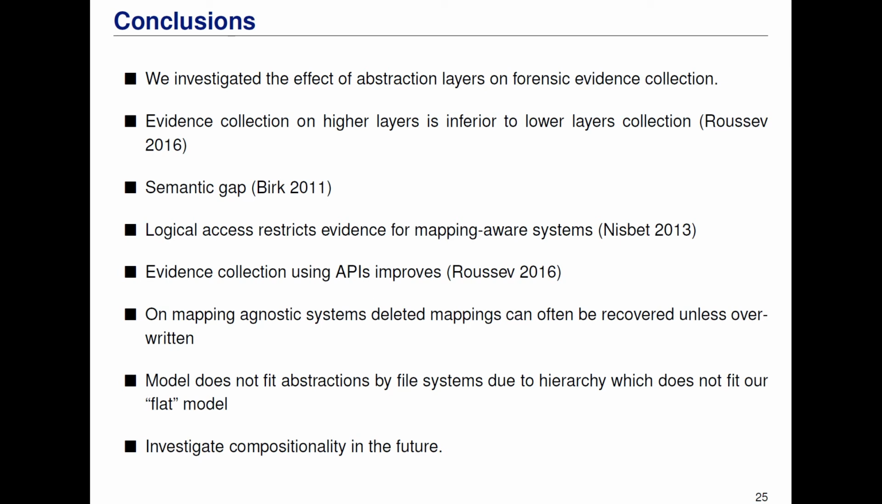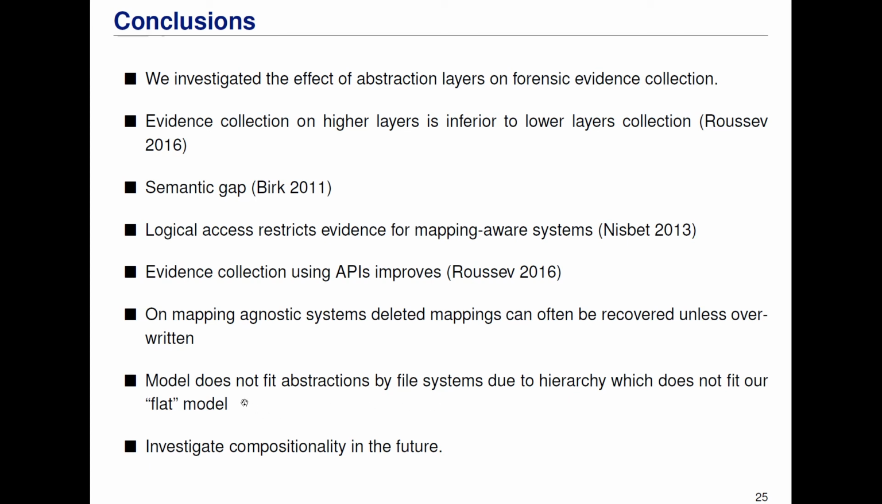Good, then mapping agnostic systems: the mappings can often be recovered unless overwritten. We already saw that. If it's agnostic, the blocks are not actively being reused, and that means if no one has written to that particular block, it can be recovered. One thing we have to think about is, for example, when we look at the Courier paper, we can see that file systems might be more complex than our model is. Of course, maybe we can just flatten the file system in order to fit our model. However, we still have to think about what we are going to do here.